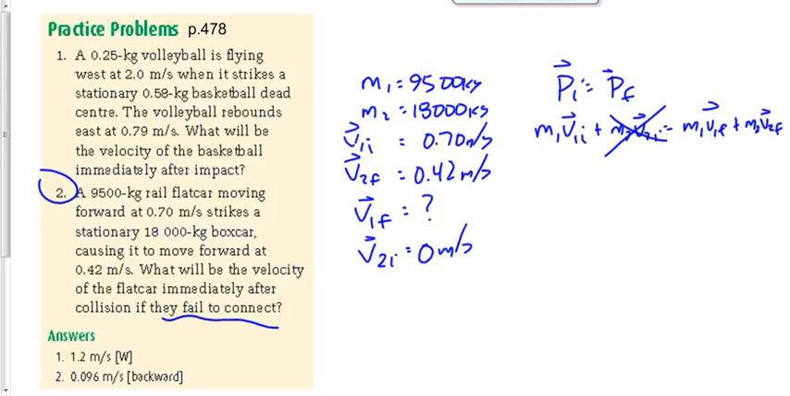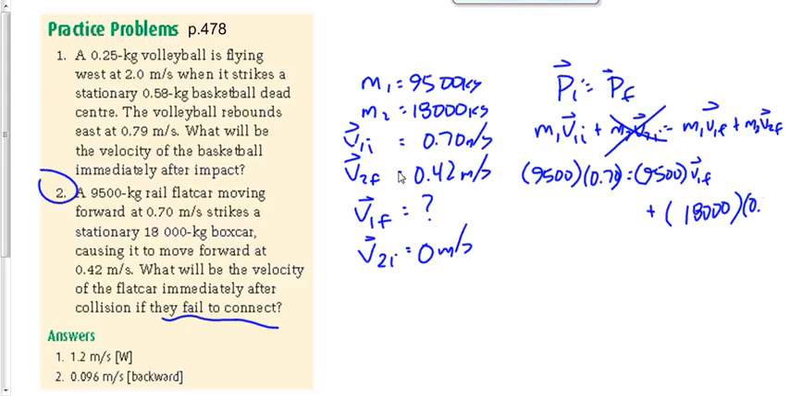M1, 9,500 kilograms times V1I is 0.70. So we got 9,500 again times V1F plus 18,000 times V2F. Okay, let's do this on the calculator here.